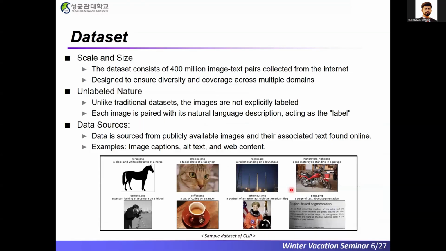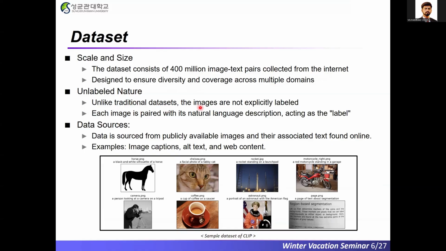Let's dive into the dataset we have. This dataset consists of 400 million image-text pairs collected from the internet. It is designed to ensure the diversity and coverage of multiple different domains.